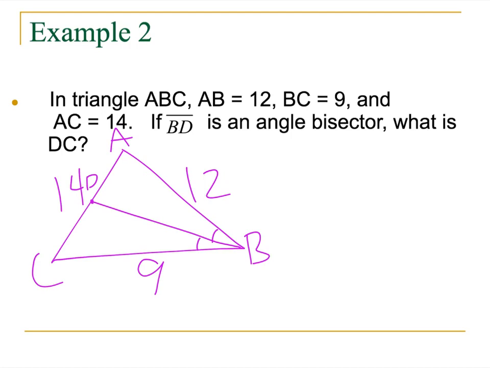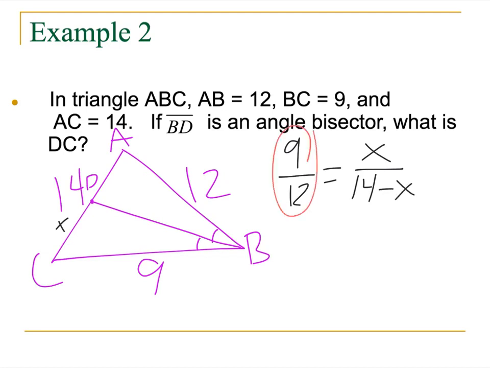Well, if I want DC, let's just call that segment X. DC is going to be X. I could use my angle bisector theorem to set up a proportion. I could do 9 over 12 is equal to X over, well, what's DA? It's not 14, it's 14 minus X. Ooh, got to get creative. I'm going to simplify this down to 3/4. A little bit easier to work with now.